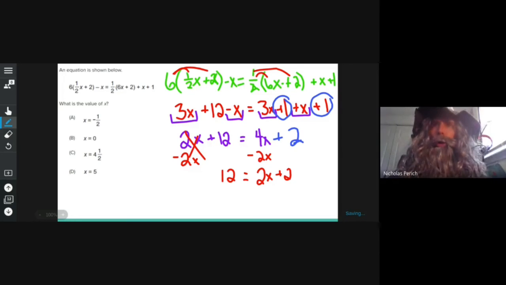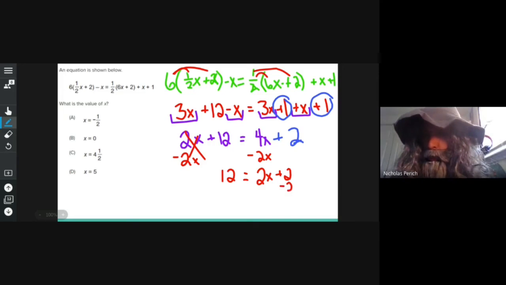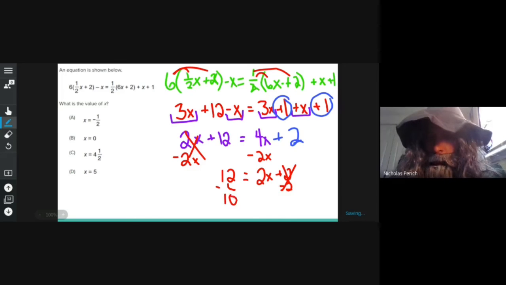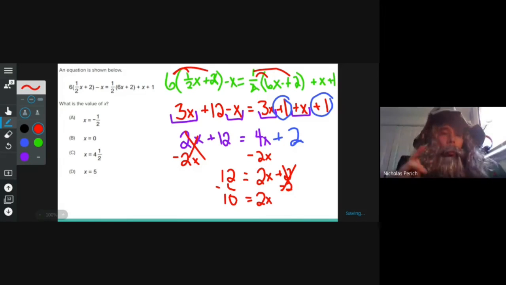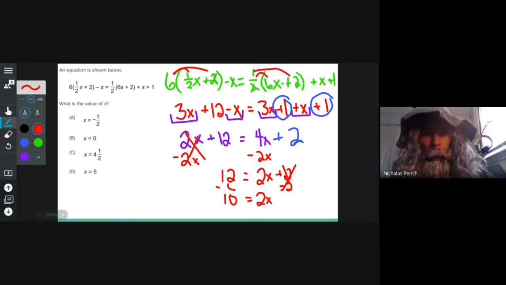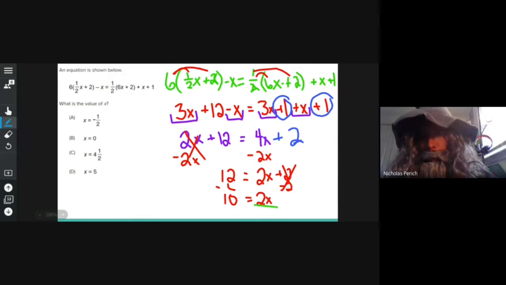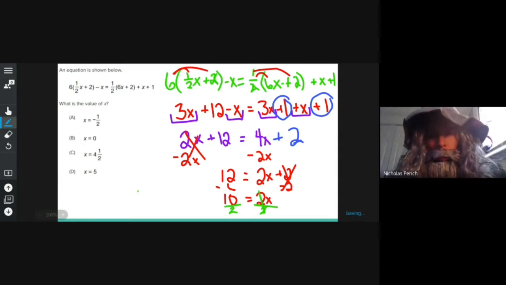Is x all by itself? No. I'm going to subtract 2 first from both sides. That leaves me with a 10. 10 equals 2x. Is x all by itself now? No! I'm going to divide both sides by 2. And 10 divided by 2 is 5.